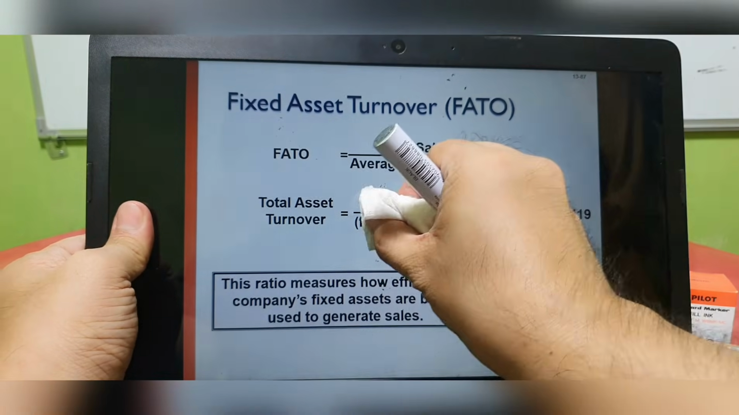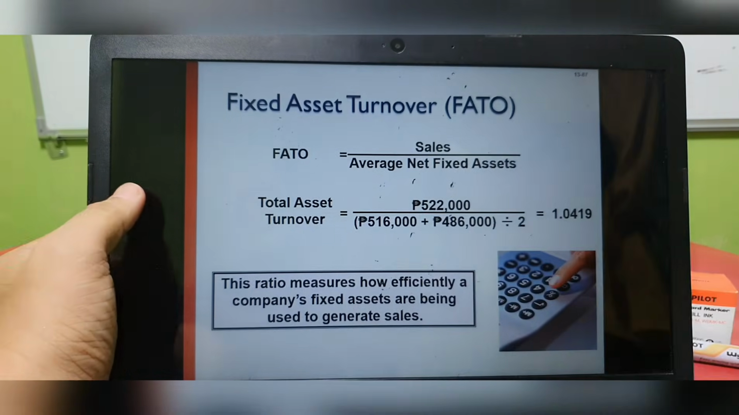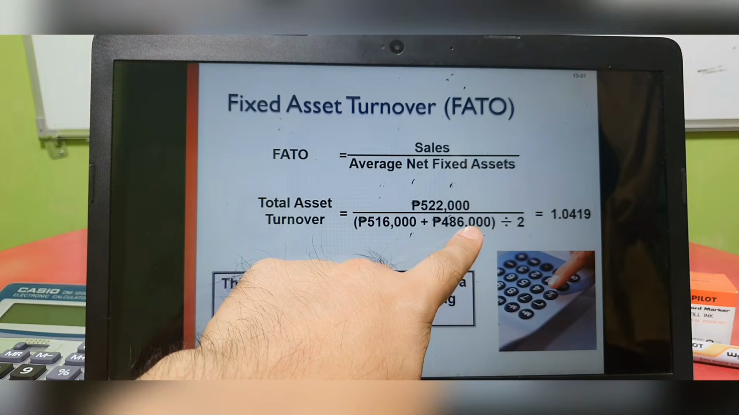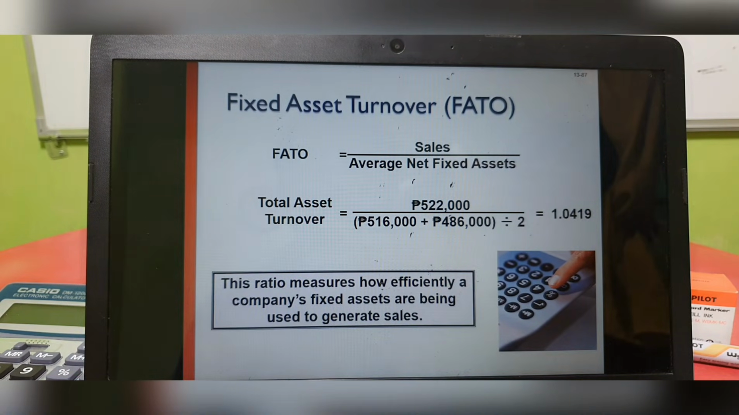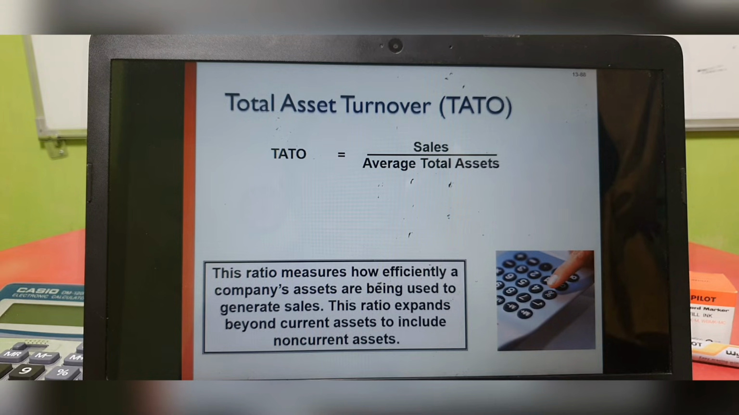Yung ating fixed assets, on the average, ay 516 and 486. So, we have total asset turnover of 1.04. Ibig sabihin, for every peso of our investment in fixed asset, we are making 1.04 na sales. Okay? So, here is our TATO.